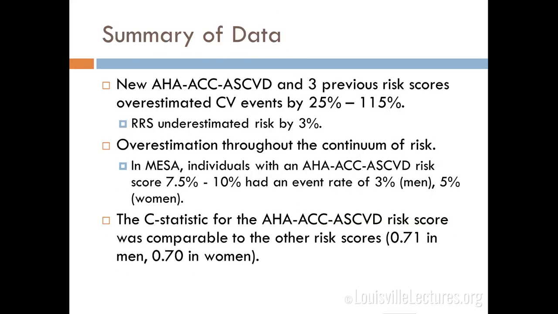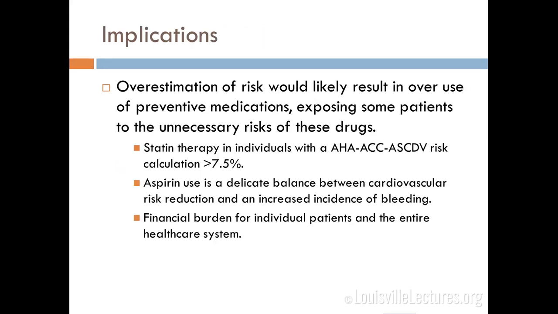In summary, quickly, we show that basically these risk scores that are based on older cohorts overestimate risk. The Reynolds risk score performed pretty well. That overestimation was throughout the continuum of risk, maybe a little bit more in the high-risk patients. And discrimination, that ROC curve, was no better with the new risk score than the old. We think that this has real implications, right?